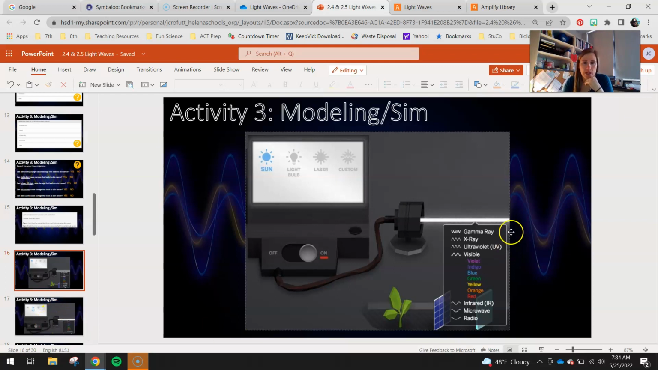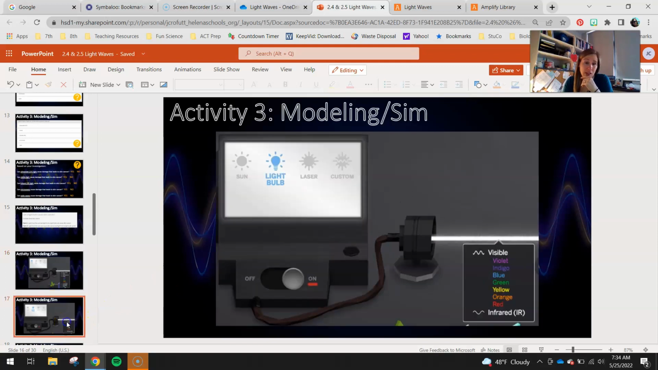Okay, and you guys kind of already know with those 7 which ones can cause damage. Knowing what you know about which types of light can cause damage, here's a light bulb, and it only has visible and infrared. So think about those two. Are those two part of your data?